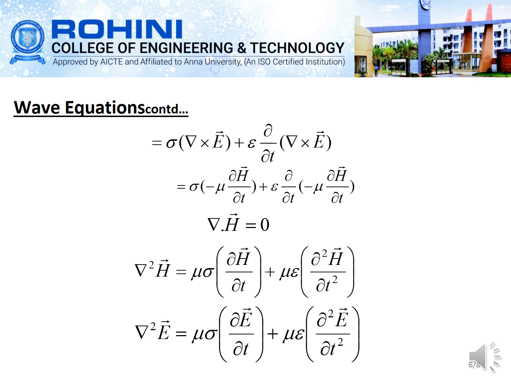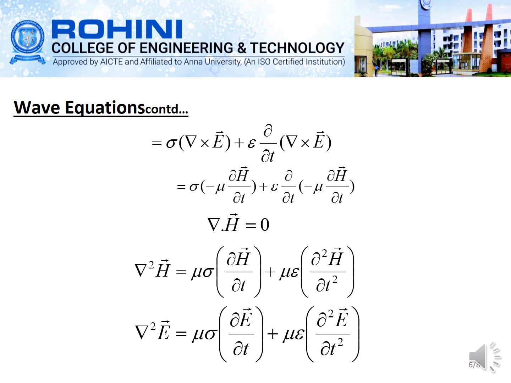From this, we note that the field components are functions of both space and time. For example, in the Cartesian coordinate system, the electric field and the magnetic field are represented as E of x, y, z, t as well as H vector of x, y, z, t. For simplified calculation, we can consider propagation in free space, that is, we set the conductivity value to 0.